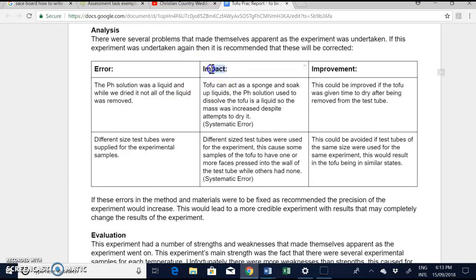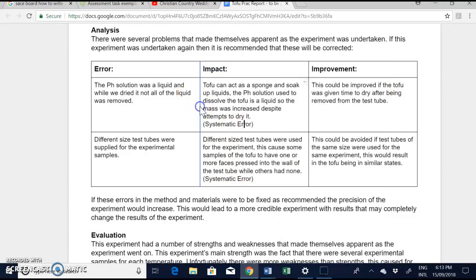This impact is really an explanation of that error, and it's not really saying the impact on the experiment. So it's a good idea to show the impact. If you state that something is an error, then explain it, explain how that affected your results, and then evaluate whether that was a large impact or small impact and why. Improvements, it's cool to put improvements there.